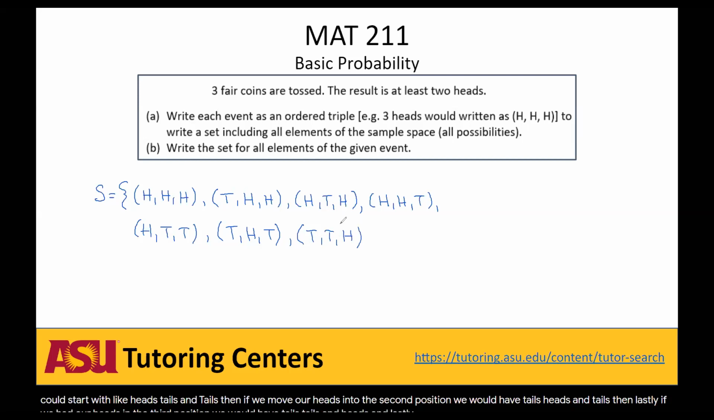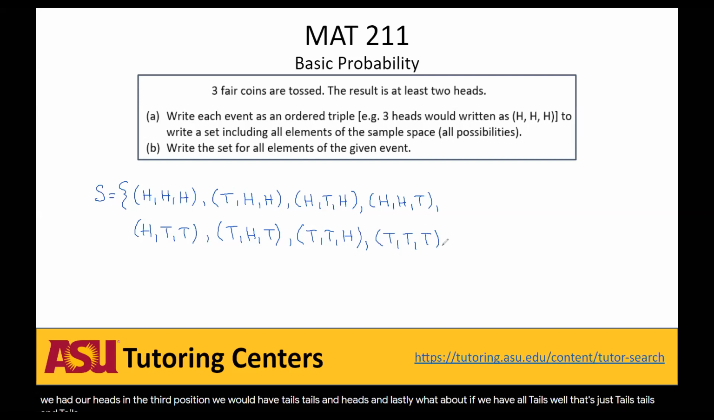And lastly, what about if we have all tails? Well, that's just tails, tails, and tails. And that's our full set. Note that there are 8 elements, or 8 different possible events, in our full set.